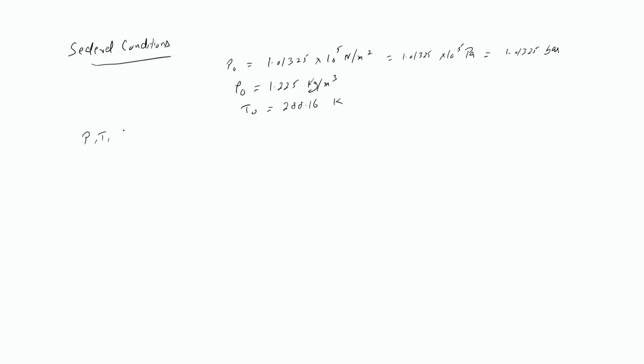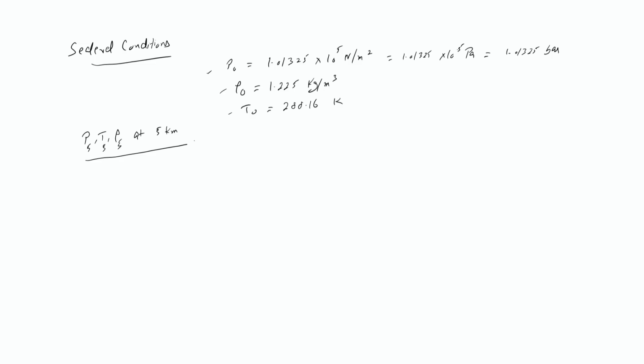Pressure, temperature and density at 5 kilometers altitude. That is in between 10 and 11 kilometers. We already know P naught, rho naught and T naught at 0 kilometers. Now we are interested in finding pressure, temperature and density at 5 kilometers. So that is the intent right now.